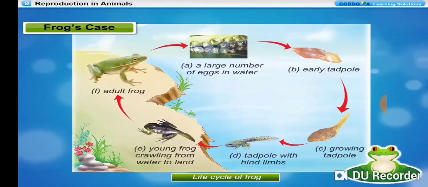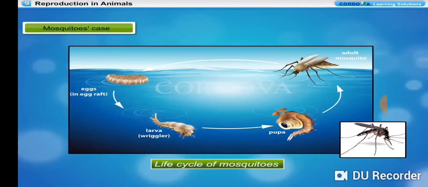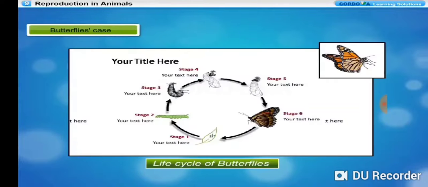The tail is resorbed, removed by gradual breakdown, and the frog continues to grow until it reaches its adult body size. The transformation of the larva into the adult through drastic changes is called metamorphosis. In case of mosquitoes, when the egg hatches, a worm-like larva comes out. In about 2 weeks, it changes into an adult mosquito. Butterflies and moths also pass through the larva and pupa stages before the winged adult is born.